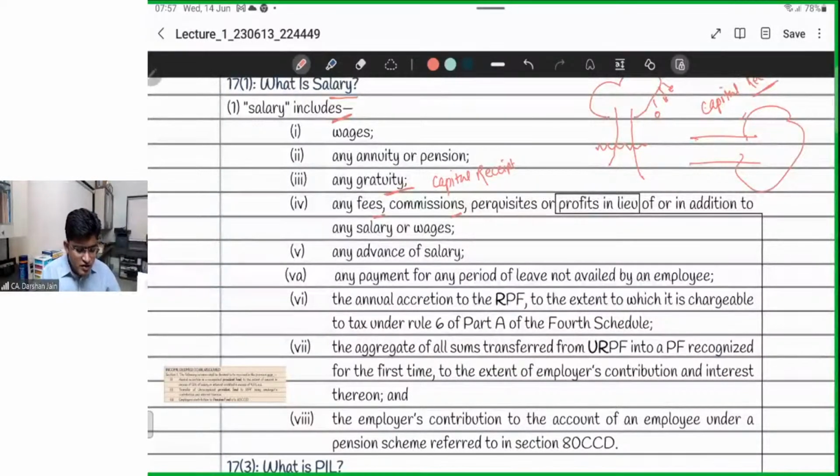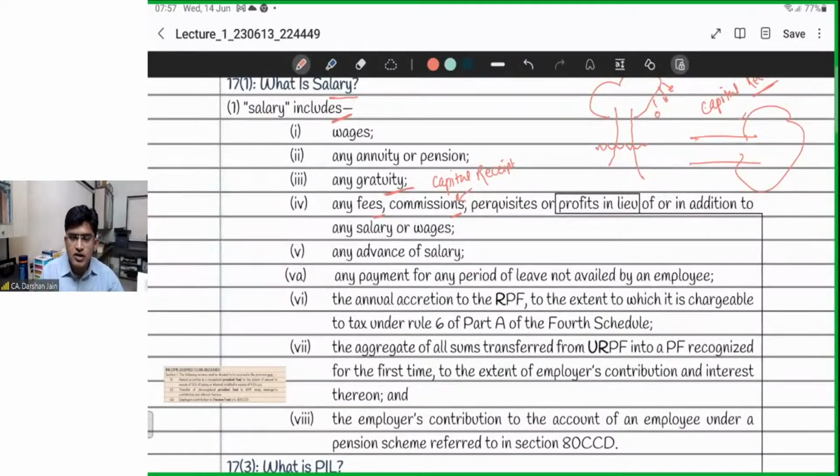Commission paid to employees. Usually there is a performance-based commission, especially those people who are into sales. They do get a lot of commission based on the amount of turnover they achieve. So that commission is also part of the salary. Similarly, perquisites are in-kind benefit to an employee, right? So employee may not get cash always. At times you will get a car, in-kind benefit. So you'll get a holiday, in-kind benefit. So that is also taxable as salary.